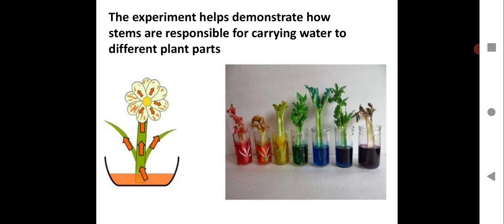Just see the diagrammatic representation here on the left side of the image, and on the right side of the image you will see how different colored water is used, and then the plant, that stem and the leaves, of that particular colored ink that is added, will get stained. That same color stain you will get on the leaves and the stem. That means water is being transported and the color is staining the plant. That specific color you will get.